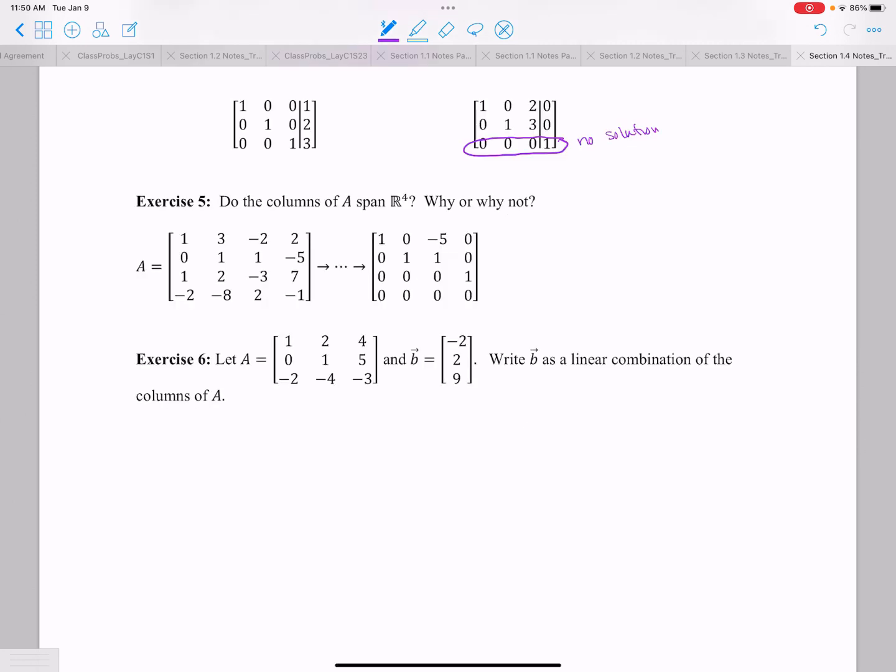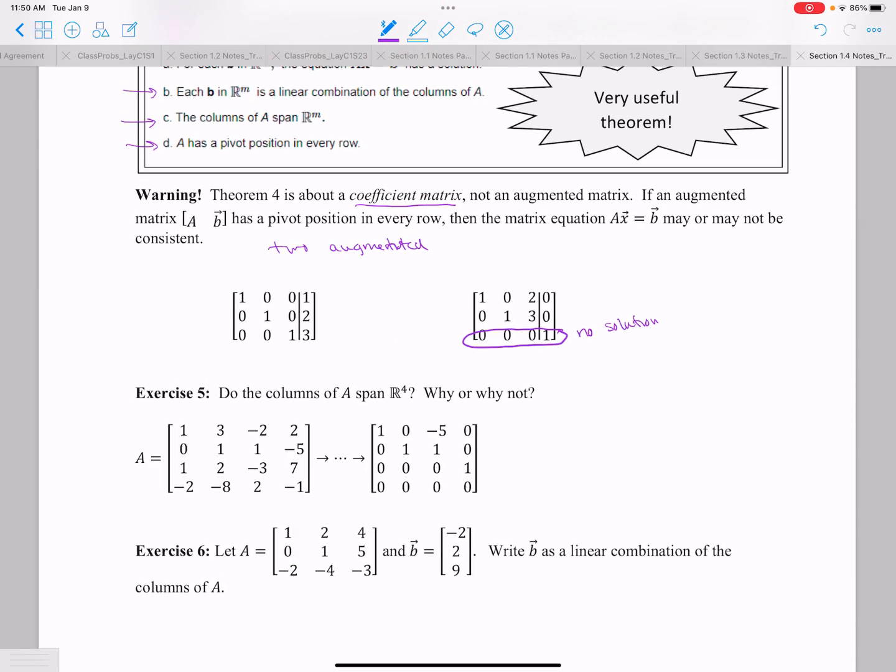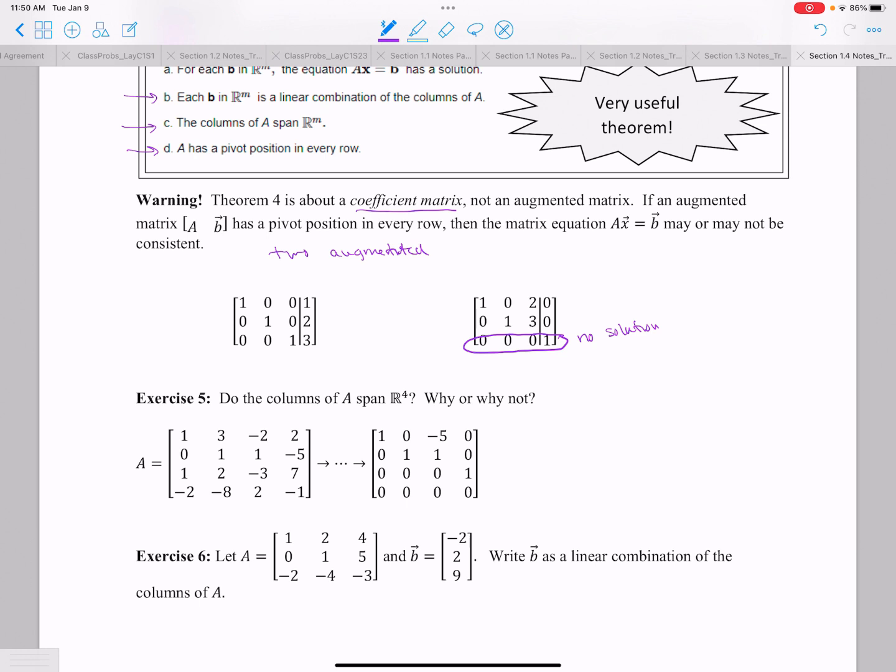Exercise 5 asks, do the columns of A span R4? That refers to this part, the columns of A span Rm, here m is 4. That would be the same thing as saying A has a pivot in every row. Well, A does not have a pivot in every row. We can see the reduced form. There are only 3 pivots. So because there's not a pivot in every row, the columns of A do not span R4.